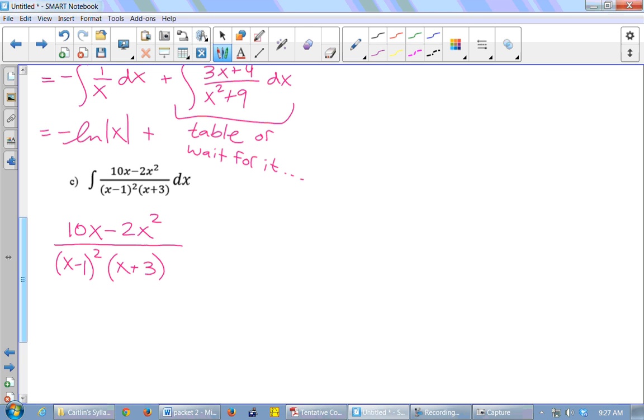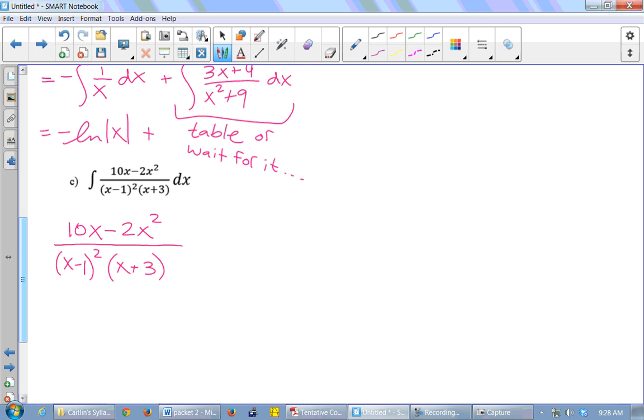Right, so that numerator will factor. I could pull out a 2x, and I'd be left with 5 minus x, right? So nothing cancels if I factor that numerator. That's just what you want to check for. Get anything to cancel that can cancel first, but nothing will cancel.